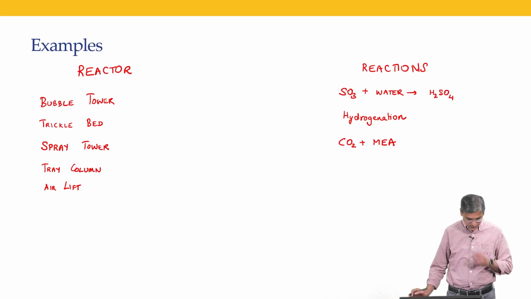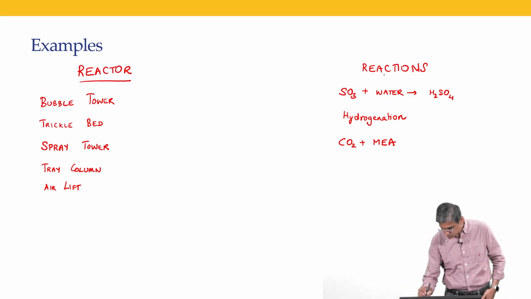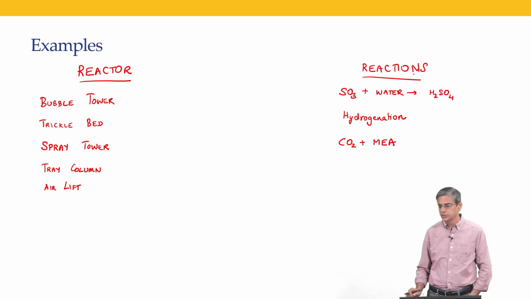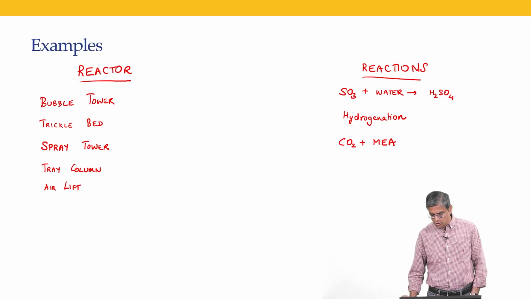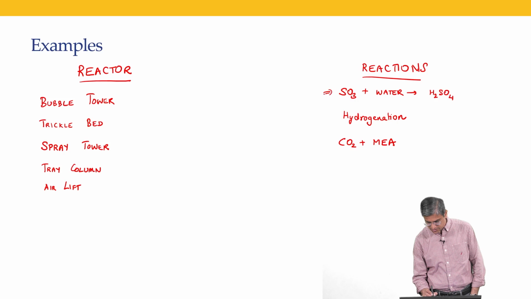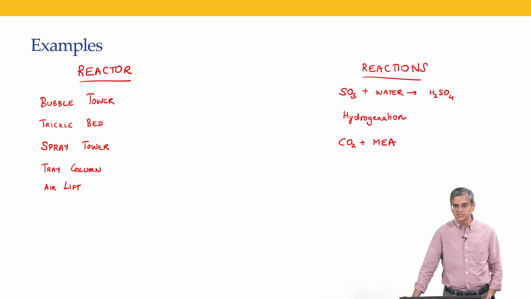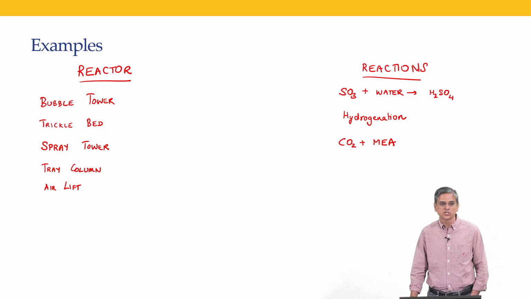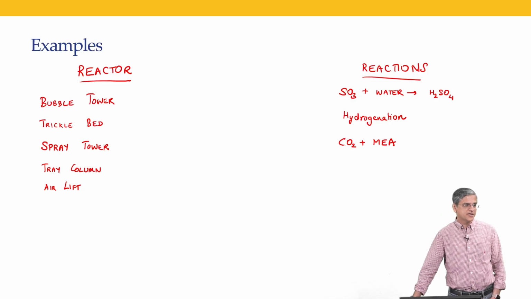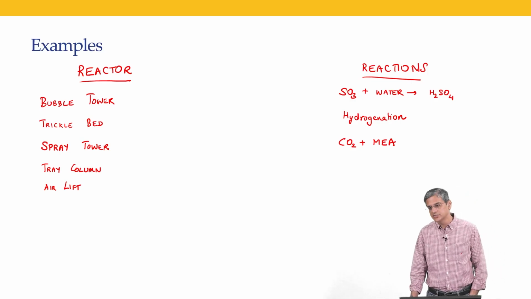Yeah, I mean this is good enough for us now. So we will consider various cases. So let's look at whether it is SO3 plus water or CO2 plus monoethanolamine. There is basically a dissolution process and there is a reaction process. People look at this in two different ways. Because of mass transfer limitation, the reaction rate is slowed down. That's where the concept of eta comes in.